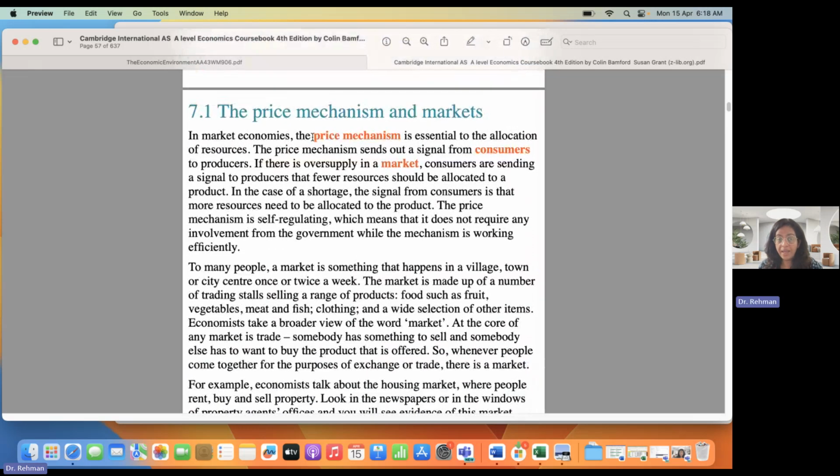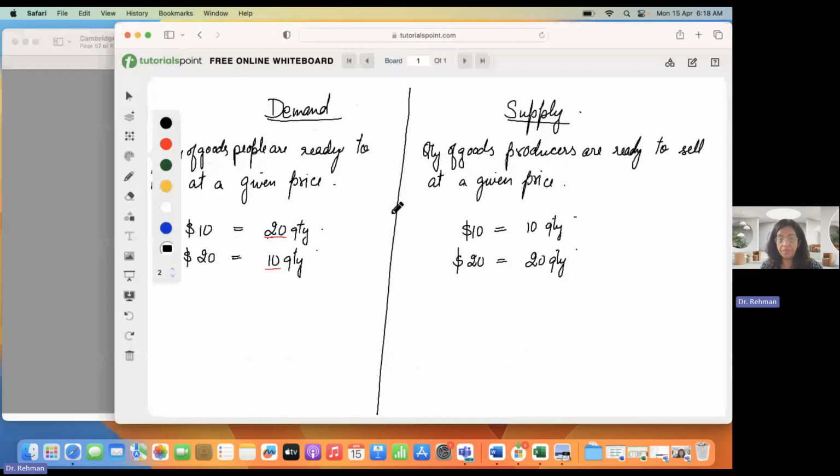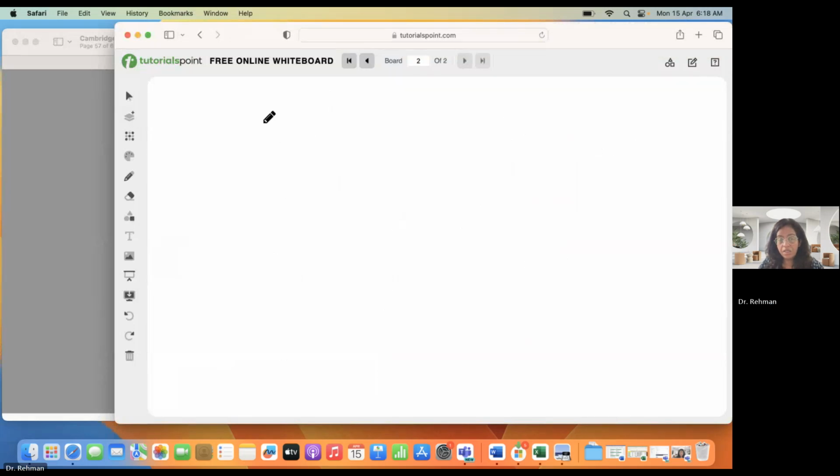Let's get started here. There is something called the price mechanism, consumers, markets. Let us understand some of these terms. First, there is something called the demand curve, or let's say the law of demand. The law of demand says that in an idealistic situation wherein everything else is remaining constant, as the price increases, the demand decreases, which is pretty much logical.